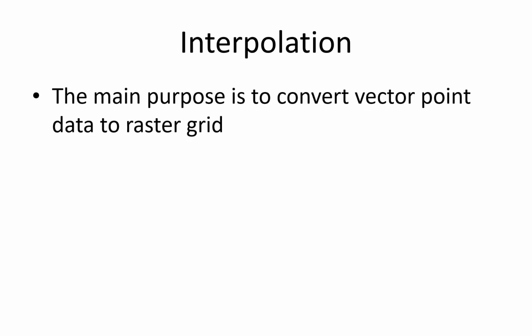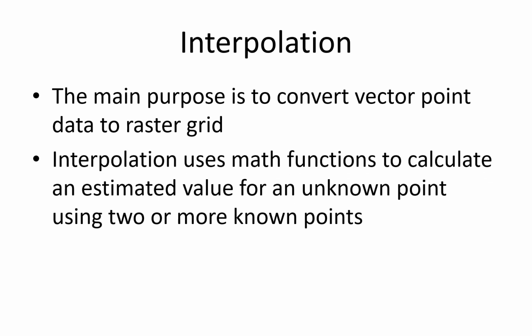Another aspect associated with the data in the GIS is data interpolation, and the main purpose of this activity is to convert vector point data to raster grids. So interpolation uses mathematical functions to calculate an estimated value for an unknown point using 2 or more known points.